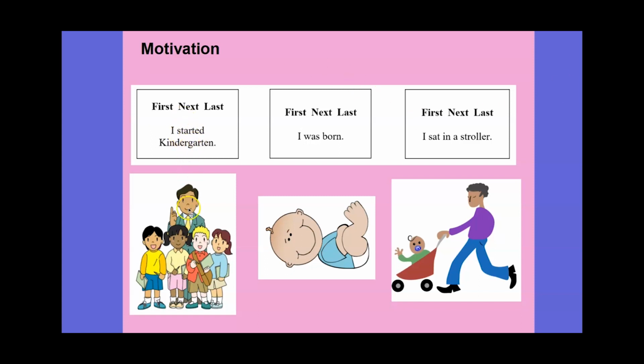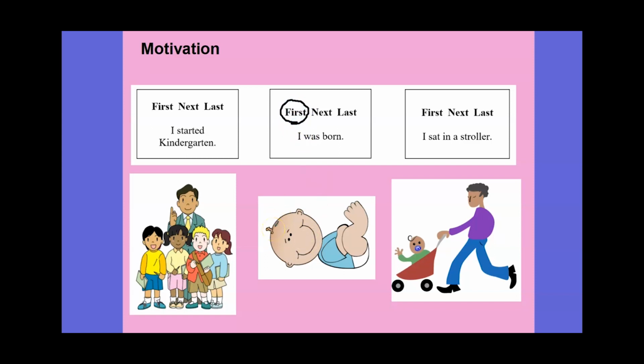Look at our picture. First, I started kindergarten. So here's the teacher with his kindergarten students. Next, I was born. Here's a little baby. And I sat in a stroller. Okay, so now I have to decide, looking at these, if I started kindergarten first in my life, next in my life, or last. So look at these three pictures. Point to the picture that would be first. I see a lot of people pointing to this baby. This is the first thing that happened in your life. So we're going to circle first.